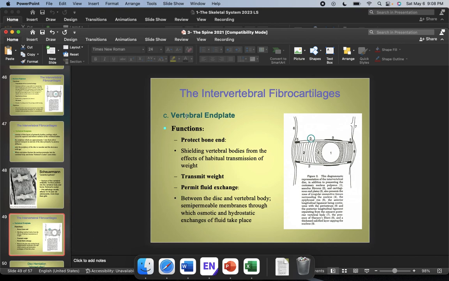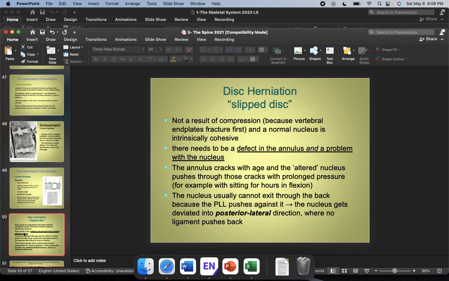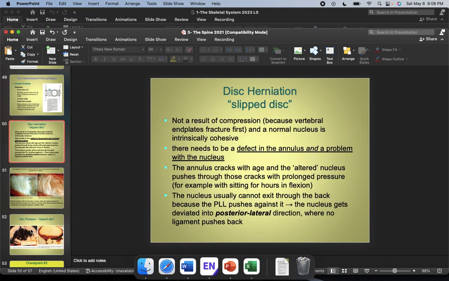So, with that in mind, those vertebral end plates protect the bone, they permit fluid exchange, and they perform a very important function, although they are not a large portion of the disc itself. Finally, three more slides here just on the idea of a slipped disc or a prolapsed disc, or whatever term you might hear when someone throws their back out. It's typically all contained in this idea of some type of disc problem.